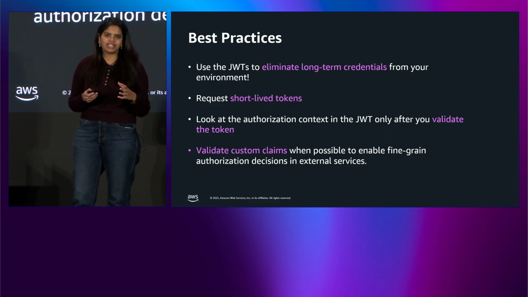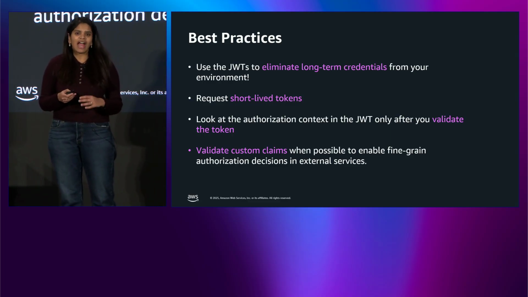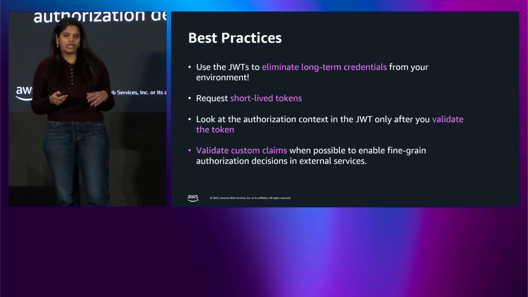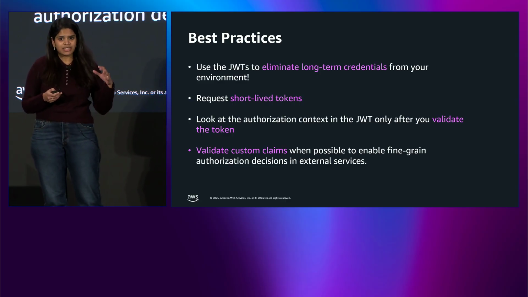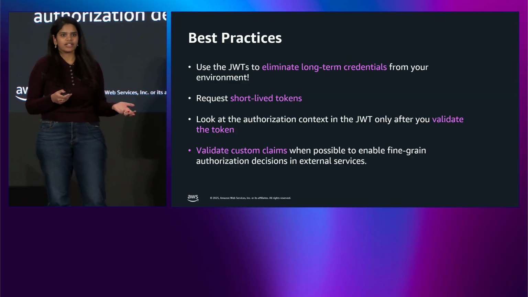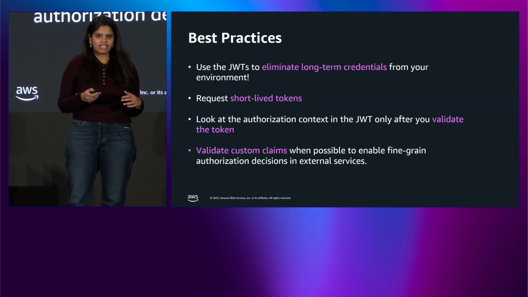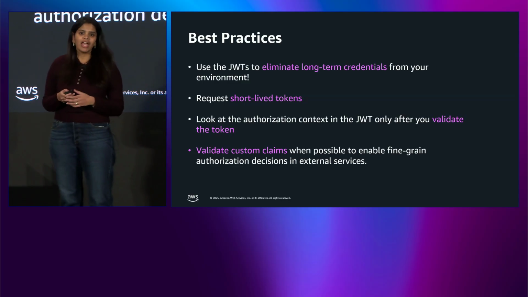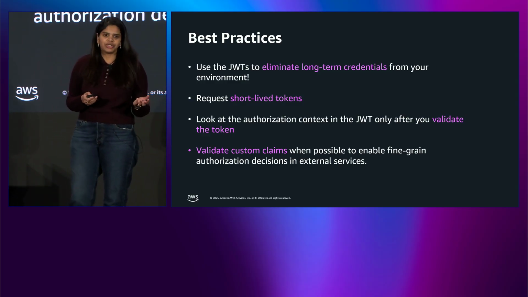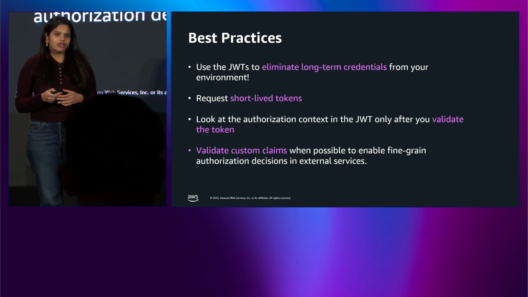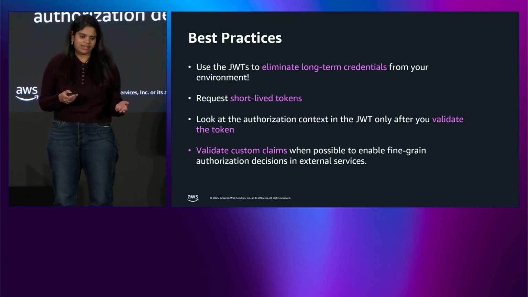Ensure that the token is actually issued by AWS and it's valid before you look at the authorization context. Also, look at the custom claims in the token that AWS populates whenever possible to do more fine-grained access control in the downstream service. Make sure you don't log these tokens. You can request a fresh token anytime you need. And also make sure you send these requests over TLS.